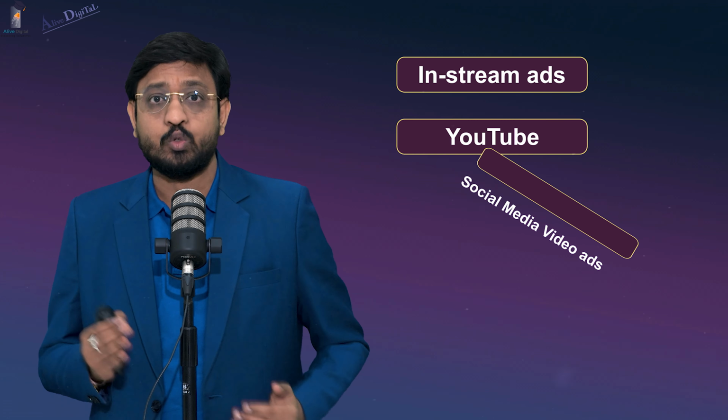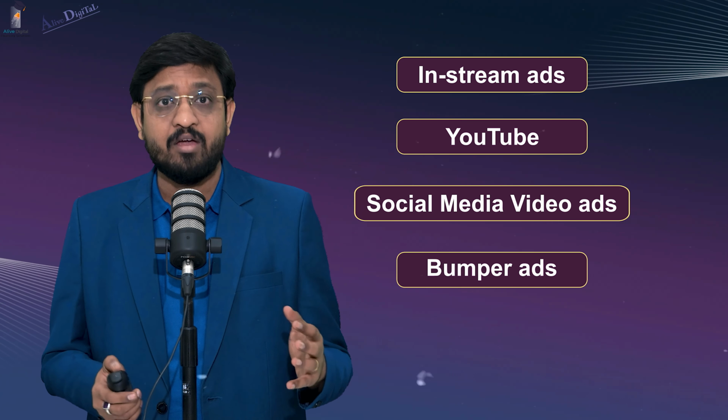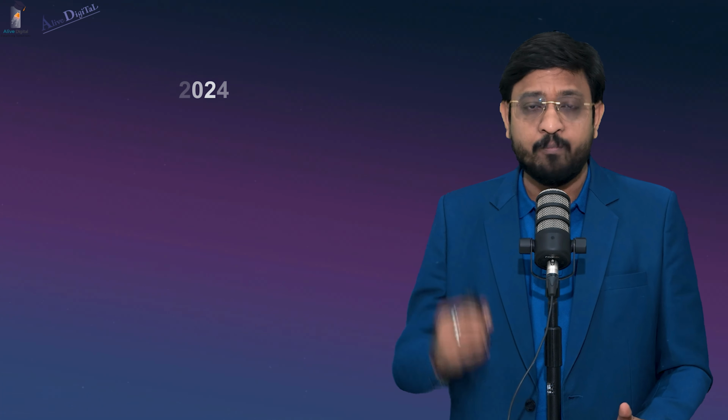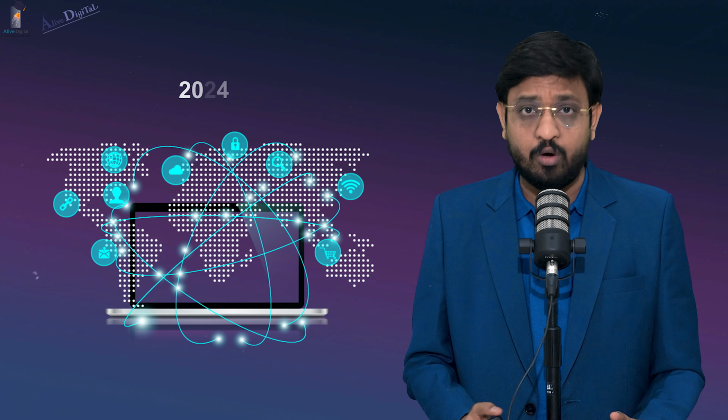Video ads come in many forms, like in-stream ads on platforms such as YouTube, social media video ads, and bumper ads, which are ultra-short ads designed to capture attention quickly. This is a non-skippable video ad. The format allows you to tell a story, showcase your brand, and connect with the viewers emotionally. By 2024, video ads are expected to account for over 80% of all internet traffic. It's a powerful tool, and knowing how to create one gives you a huge advantage.